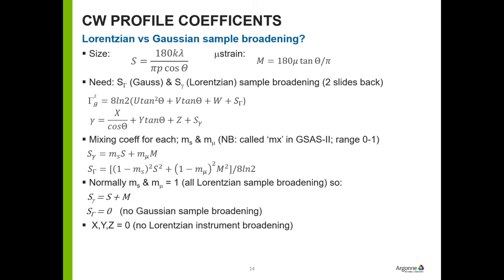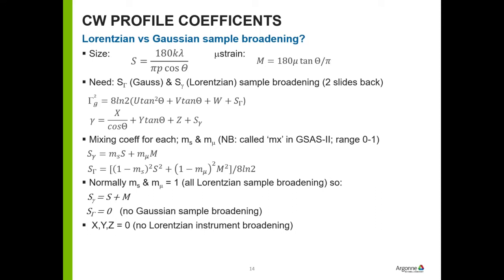And so what's done with that? Usually the case is that these two mixing coefficients are 1, namely it's all Lorentzian broadening, so that there's no Gaussian sample broadening and no Lorentzian instrument broadening.